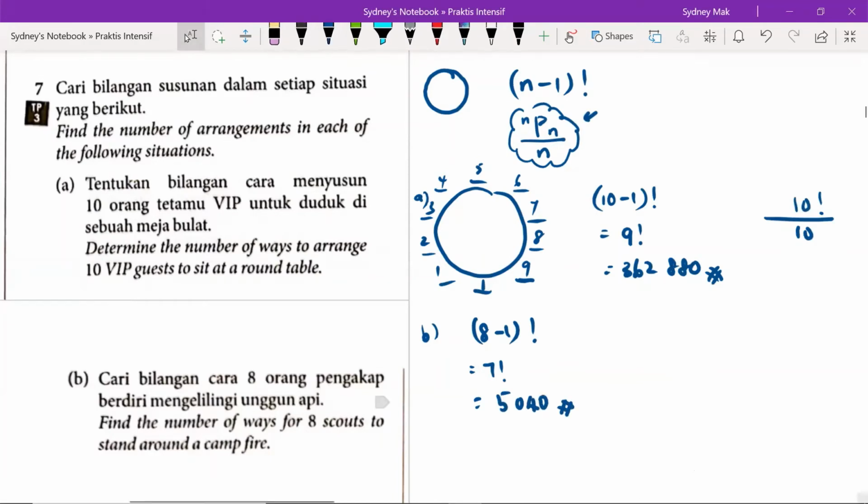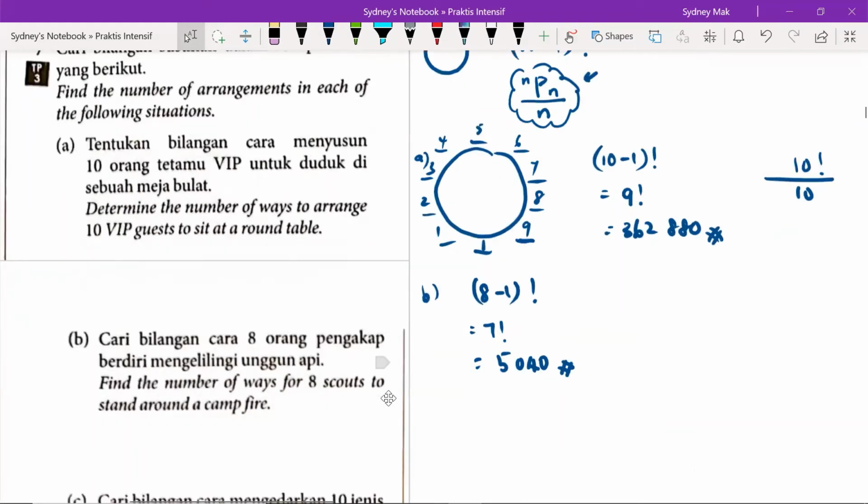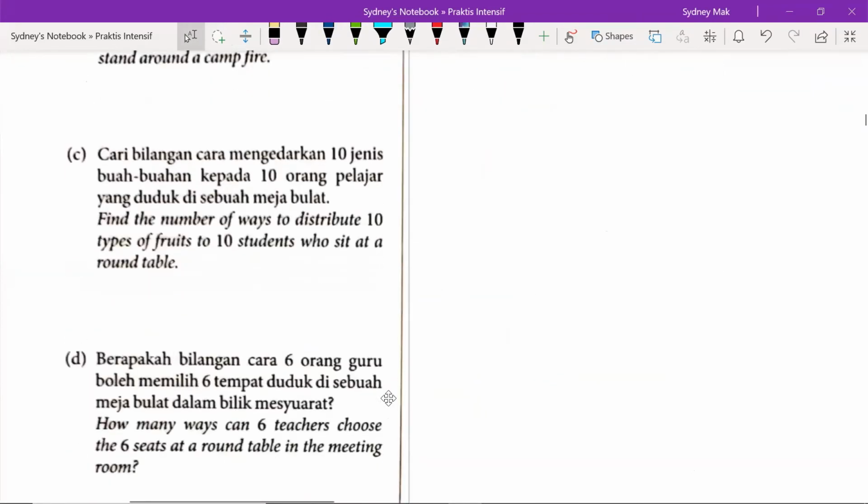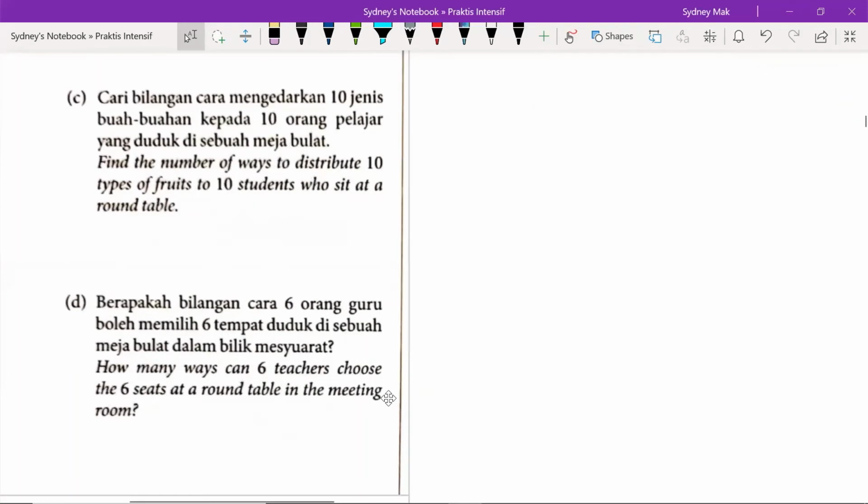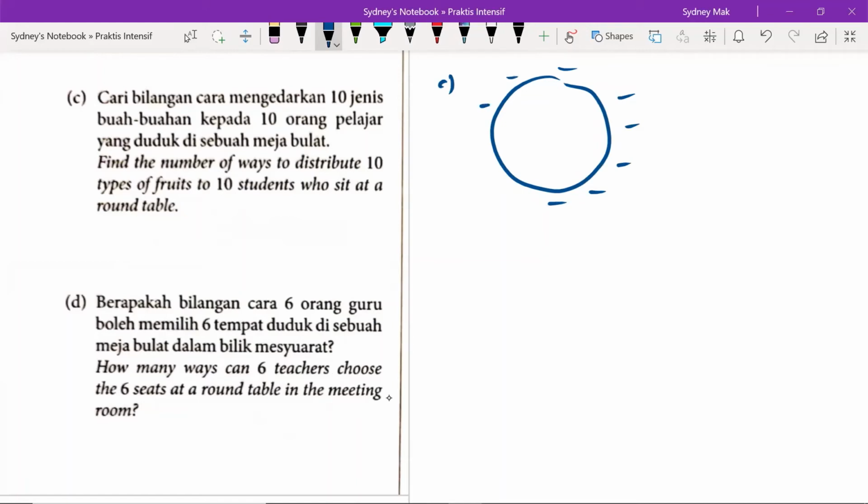And part C, we have to find the number of ways to distribute 10 types of fruits to 10 students who sit at the round table. So the one that is distributed is the fruits. So the students, just treat them as the seats. So we have 10 seats again. Okay, 1, 2, 3, 4, 5, and then 1, 2, 3, 4, 5. Therefore, we have 10 types of fruits.